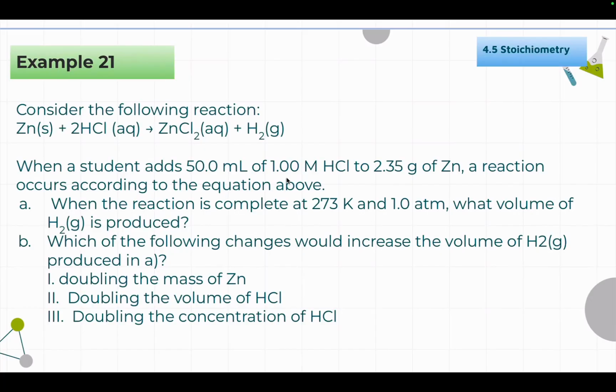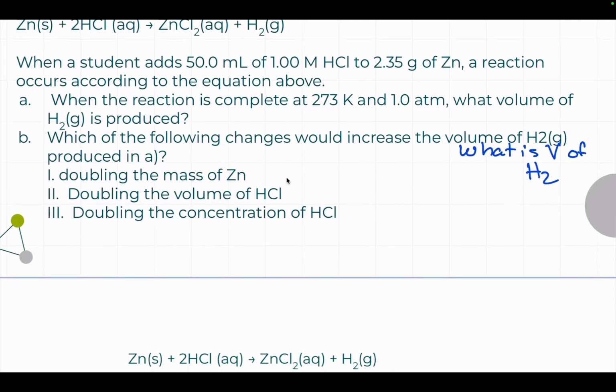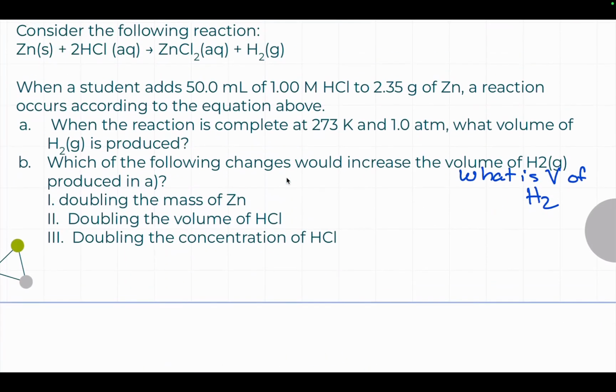That's pretty straightforward. And then letter B, you just have to be able to predict how the following changes would increase the volume of hydrogen. And I'm actually going to answer that more as if they increase it, what is the volume? So I'm actually going to do the calculation. So the first thing you're going to do is convert to moles first.